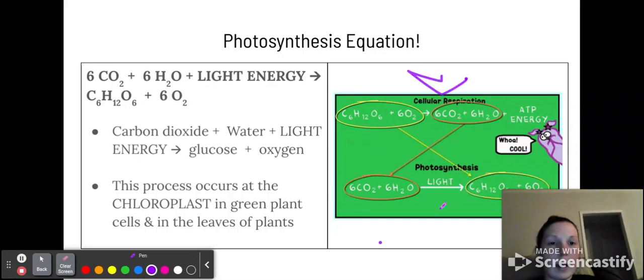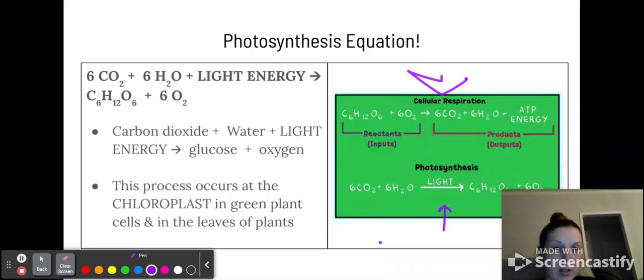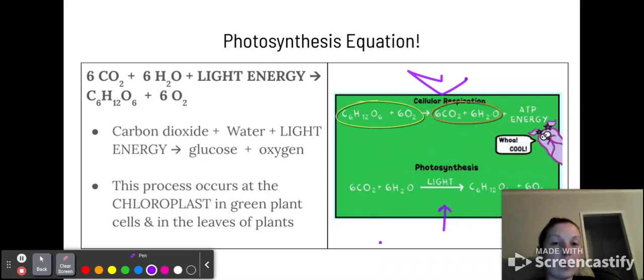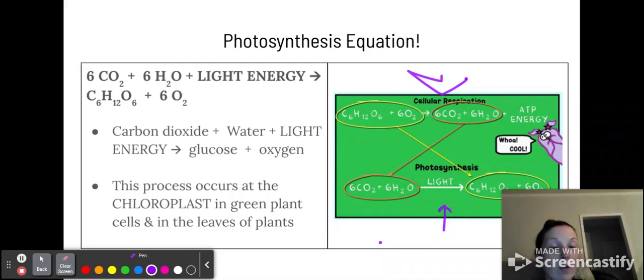We're comparing here cellular respiration, and photosynthesis is at the bottom. And it's showing you, it's circling them for you. So the reactants for cellular respiration were glucose and oxygen. Those are the products of photosynthesis. And then the two main products for cellular respiration, our waste products, are carbon dioxide and water. Well, those are the reactants for photosynthesis.